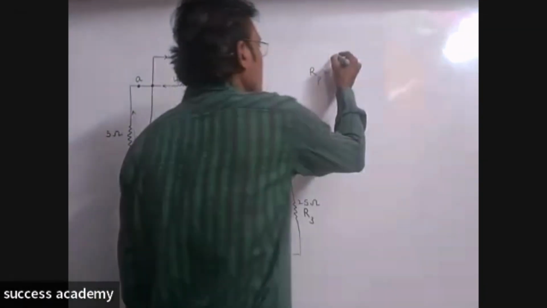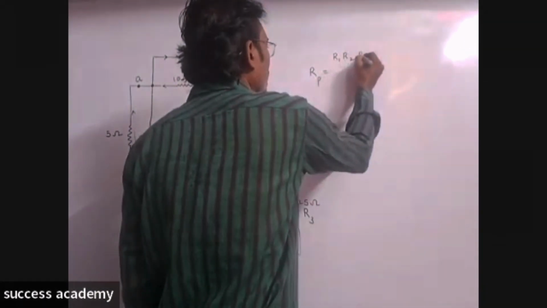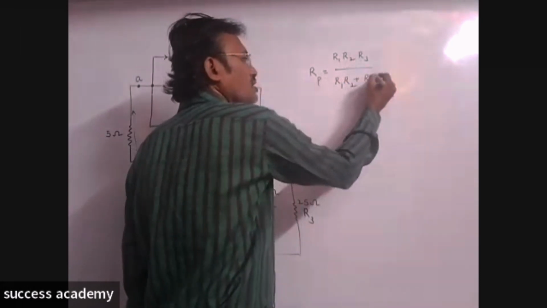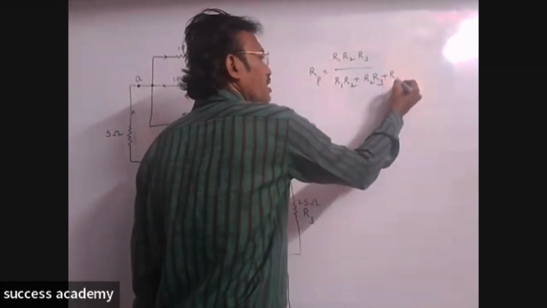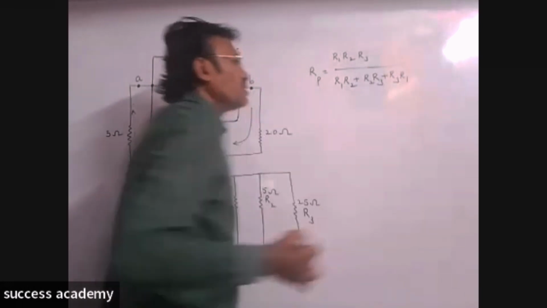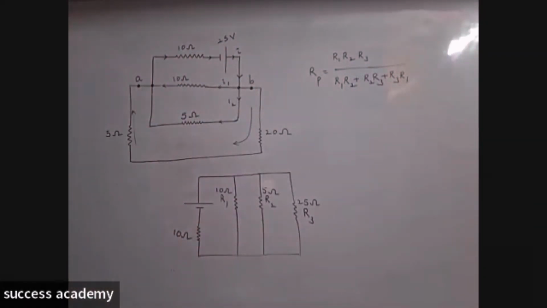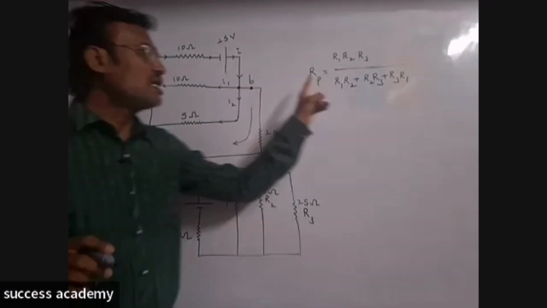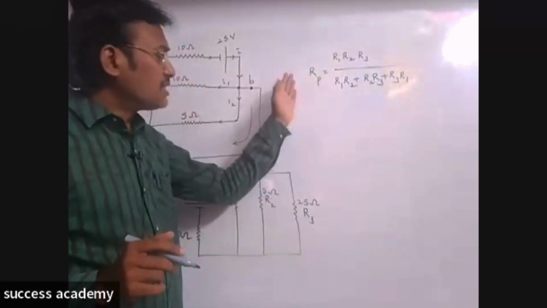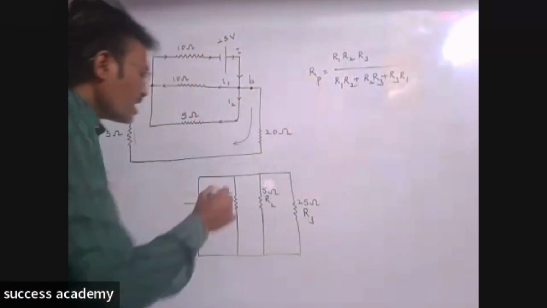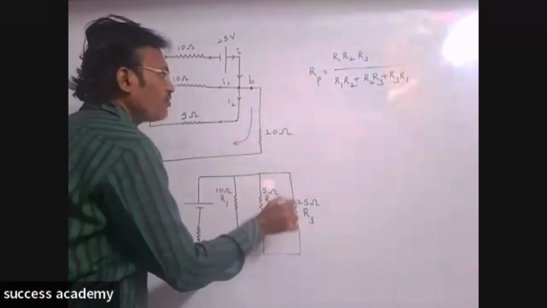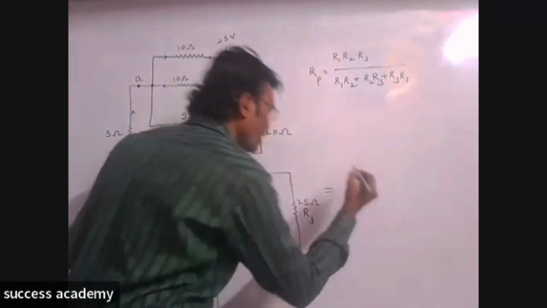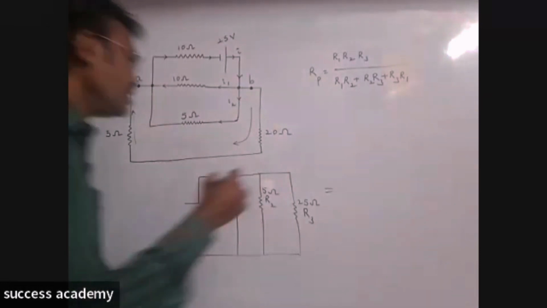So what is the effective resistance? Rp is equal to R1 R2 R3 by R1 R2 plus R2 R3 plus R3 R1. That is the effective resistance which we considered. By taking this formula, it's very clear that instead of arranging 10 ohm, 5 ohm and 25 ohm, we will get Rp directly. So I am replacing this circuit like this. See here.